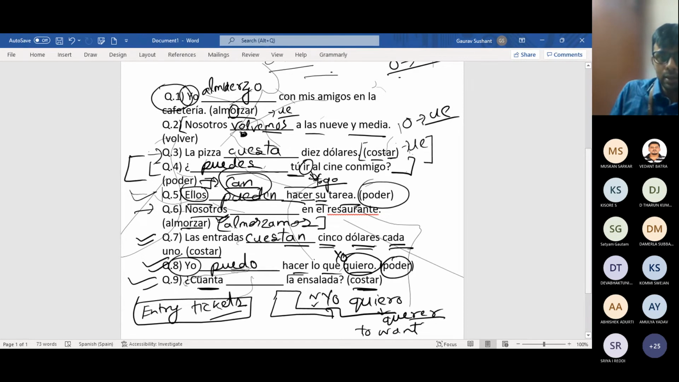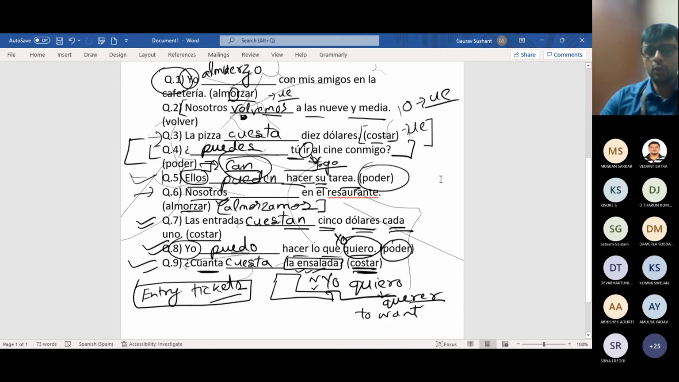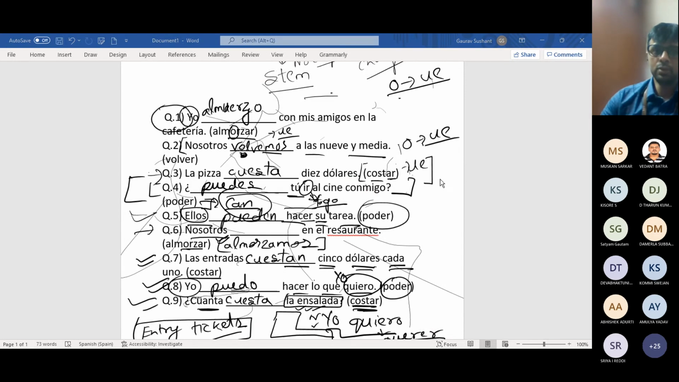Number 9, cuánta. Now it's a question. The subject is la ensalada. Ensalada is the dish. So the verb costar will be conjugated according to this. So it will be: cuánta cuesta la ensalada? How much does the salad cost? So this is how we are using the stem changing verb.